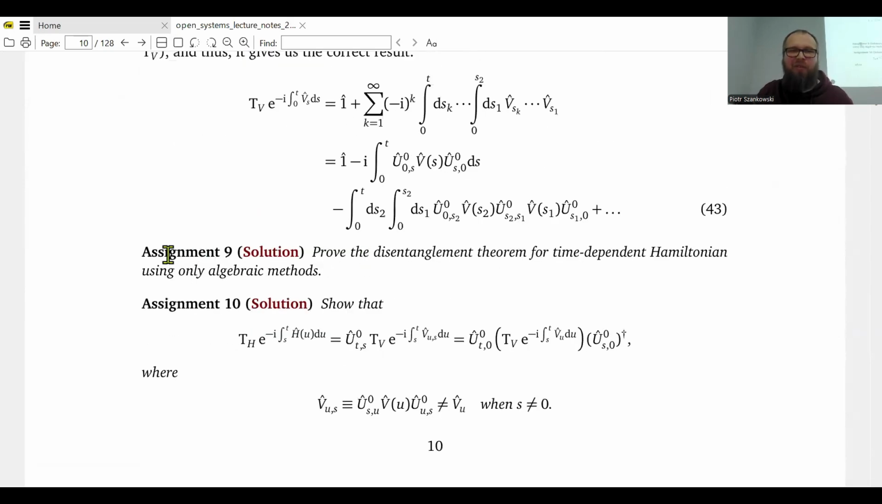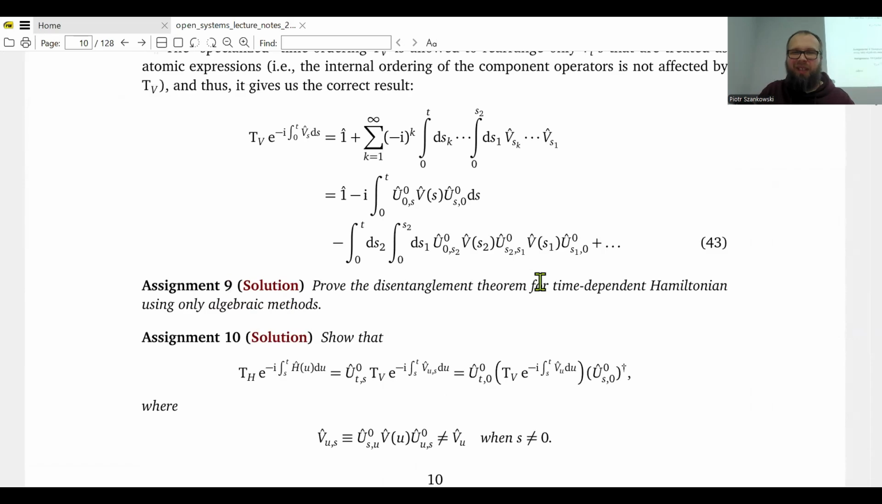Okay, so assignment for you, consider assignment 9, which is to prove the disentanglement theorem for time-dependent Hamiltonians. So what we are talking about right now, but using only algebraic methods. So no shortcuts with the Schrodinger equation. Do the work. It's a lot of fun, I promise. And of course, take a look, peek at the solution.